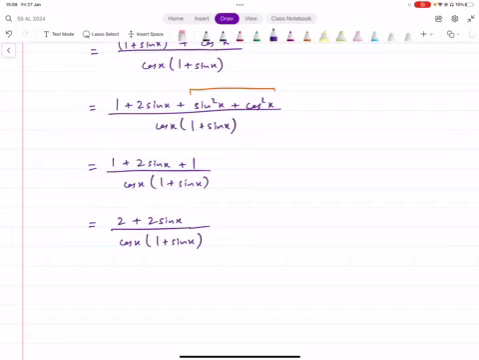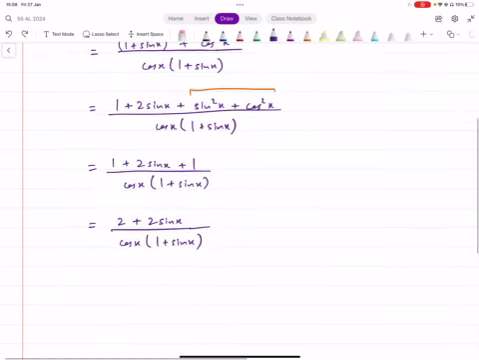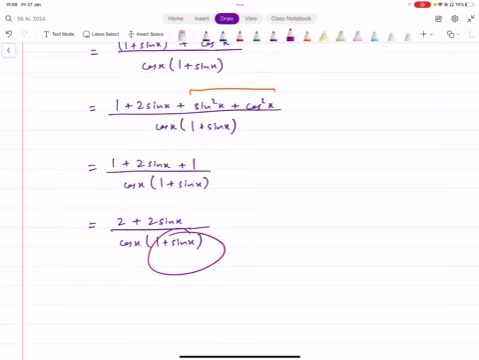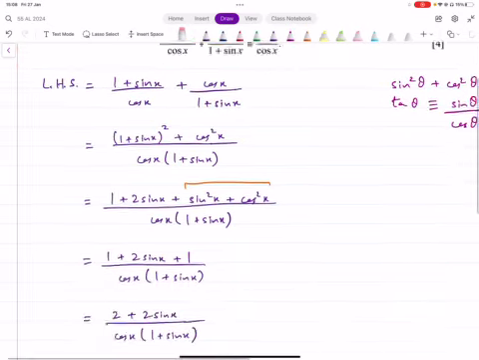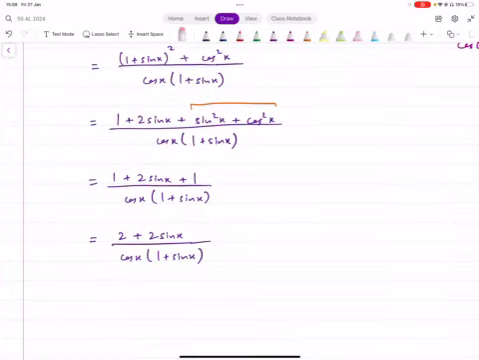Now keep in mind, what do you want at the end? You want 2 over cos x. In the numerator right now, you've got cos x into something else. You need to get rid of this somehow, and in the numerator you need only 2. So can you think of what we can do here? What can we do now?